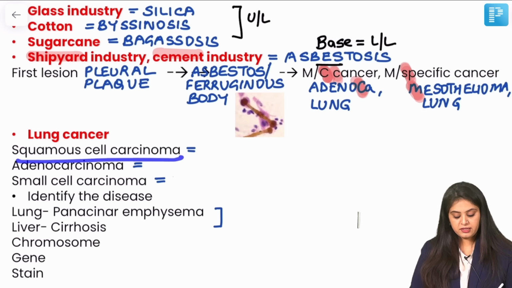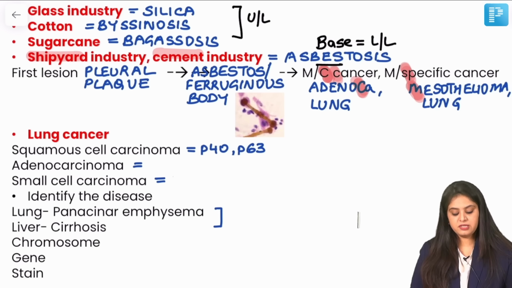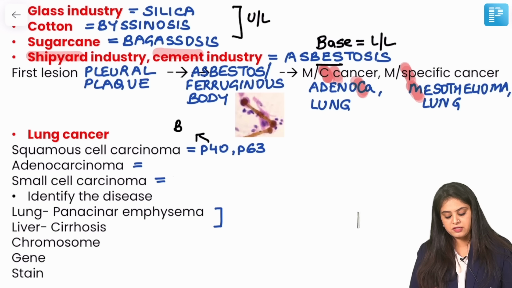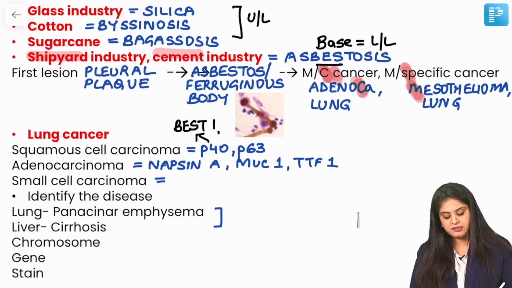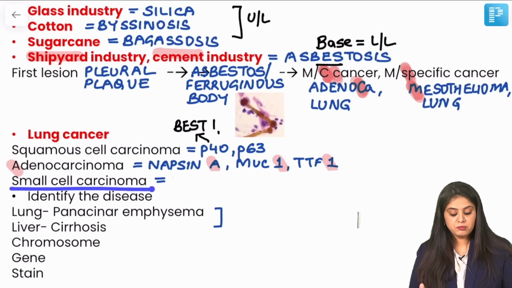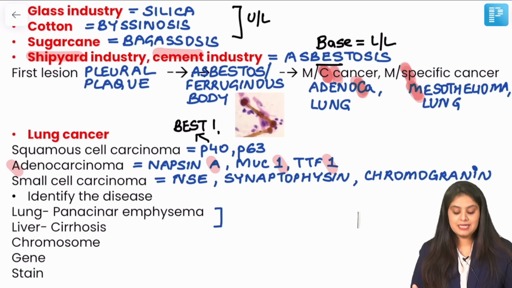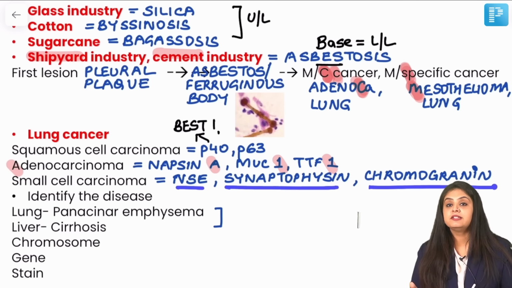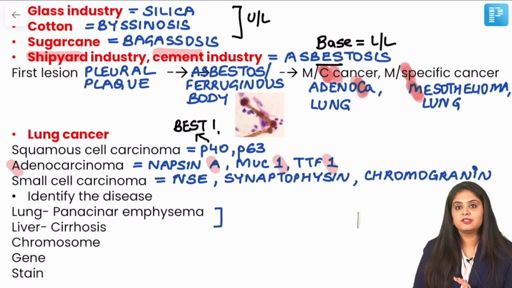So for squamous cell carcinoma, it is all the P markers, P40, P63, out of which P40 is said to be the best marker. For adenocarcinoma, it is all the A markers, that is Napsin A, MUC1, TTF1. And then comes small cell lung cancer, which sounds like small, we call it chota packet and bada dhamaka, because the toughest markers come under it, like NSE, synaptophysin, chromogranin. The tough ones are under small cell.